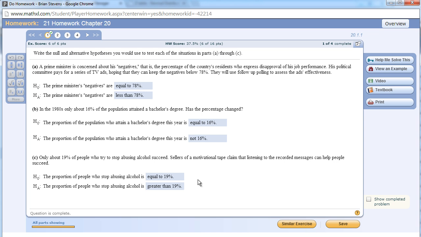If you work for Nike or Adidas and you want to show my shoes are better than the competitors, your null would be that they are equal to the competitor, and your alternative would be that they are better than the competitor's shoes. So remember, anytime you make a claim that needs evidence, if you're trying to state something is better or not equal to, you are talking about an alternative.